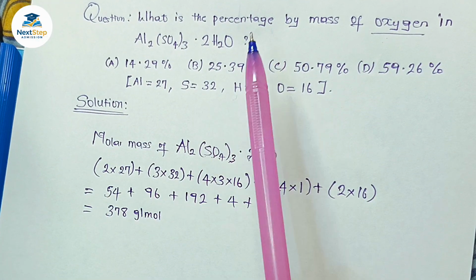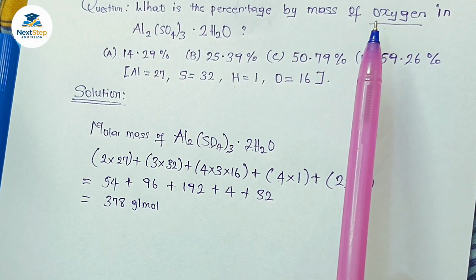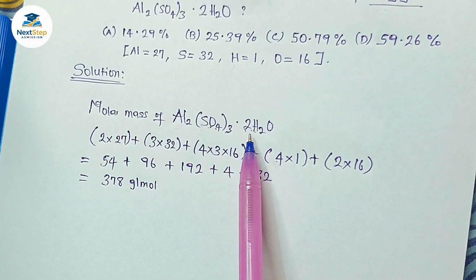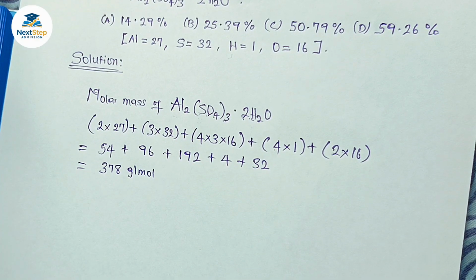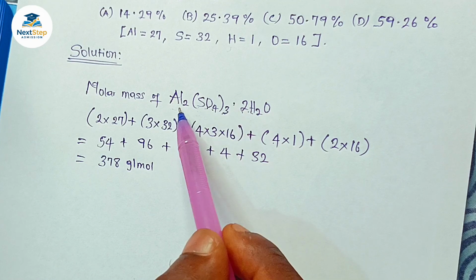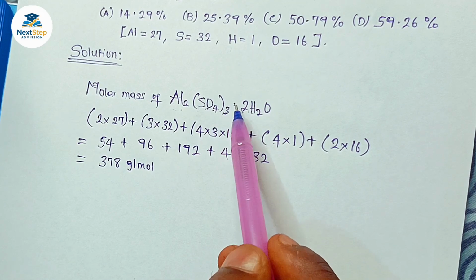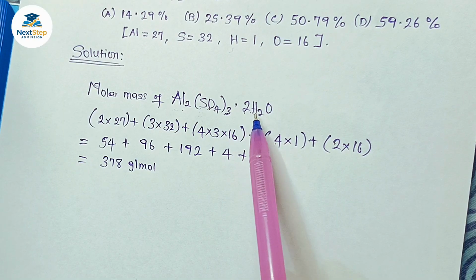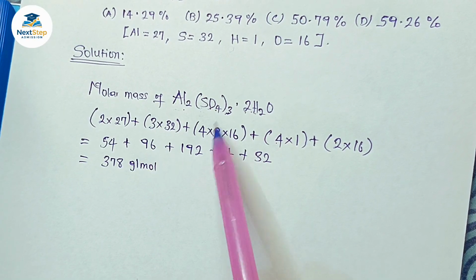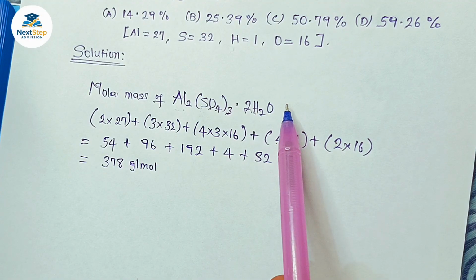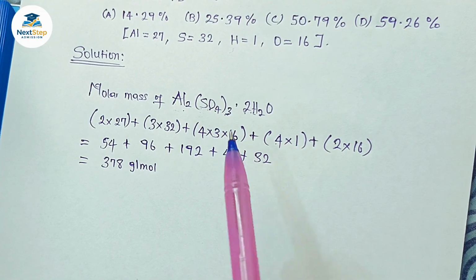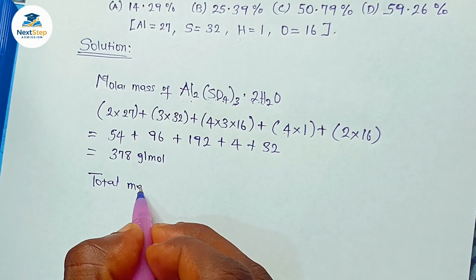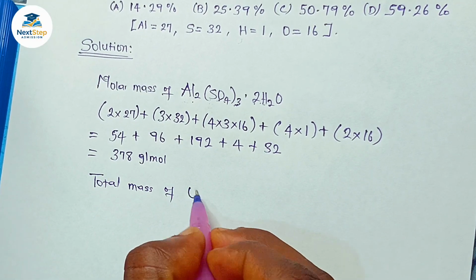Now, for you to get the percentage by mass of oxygen, you need to get the total mass of oxygen that is present in this compound. Alright, so how do we do that? You will notice that before this dot we have Al2(SO4)3, and after this dot we have 2H2O. Good. So there is oxygen on this side, there is oxygen on this side. So we need to sum the total mass together. So we need to get the total mass of oxygen.